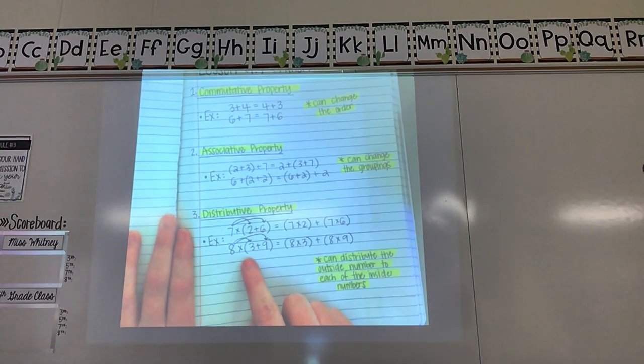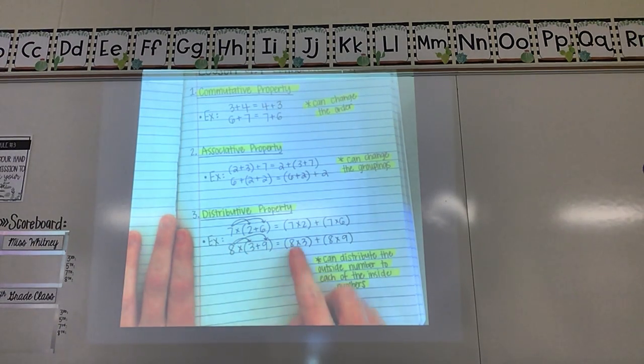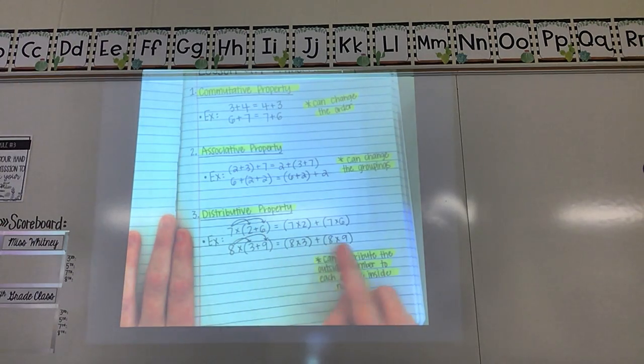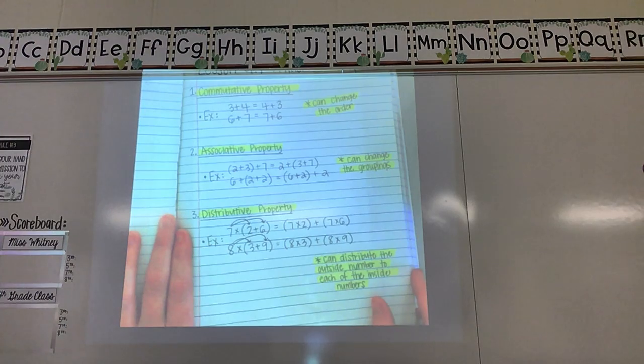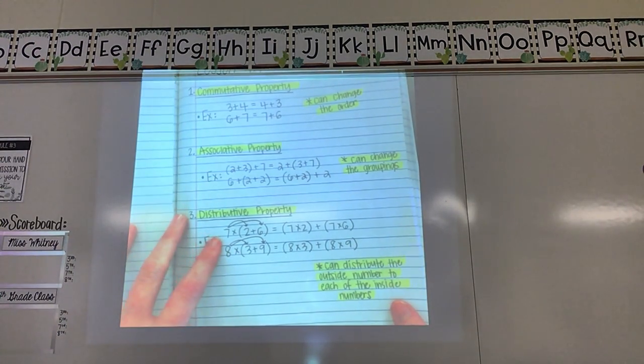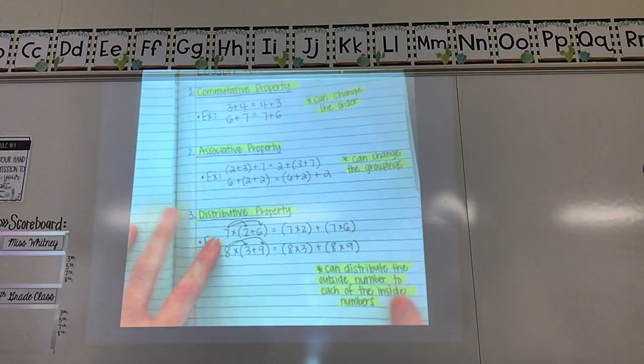Or the same thing down here on my other example. I have 8 times 3 plus 9. If I want to use the distributive property, it tells me that I can take my outside number and share it with my inside numbers. So I can share 8 with 3 to get 8 times 3, and I can share 8 with 9 to get 8 times 9. These are just ways to help me with my multiplication as my numbers get bigger as we go into 5th grade math a little bit further in the year. That will be very helpful.